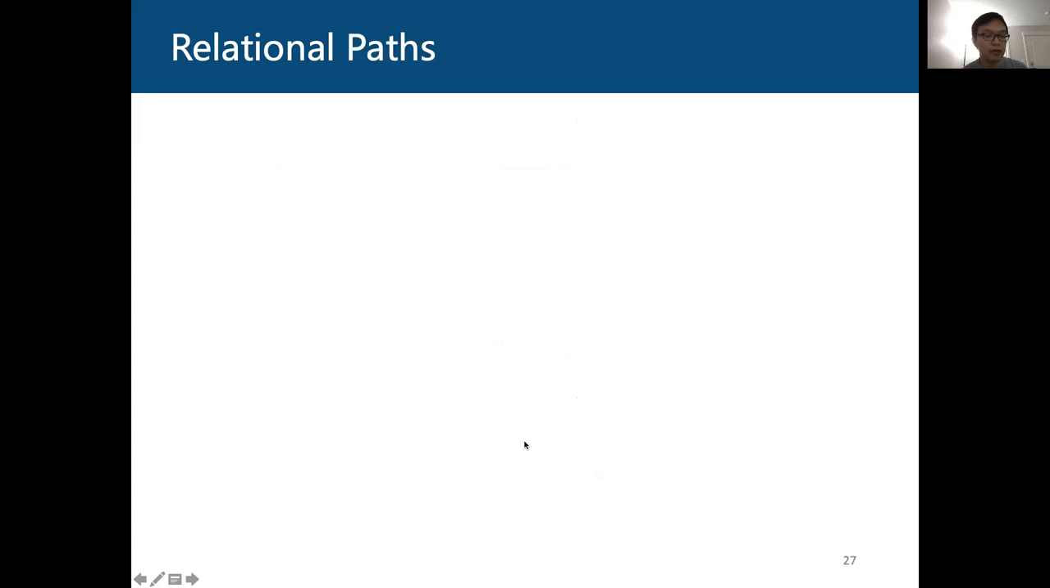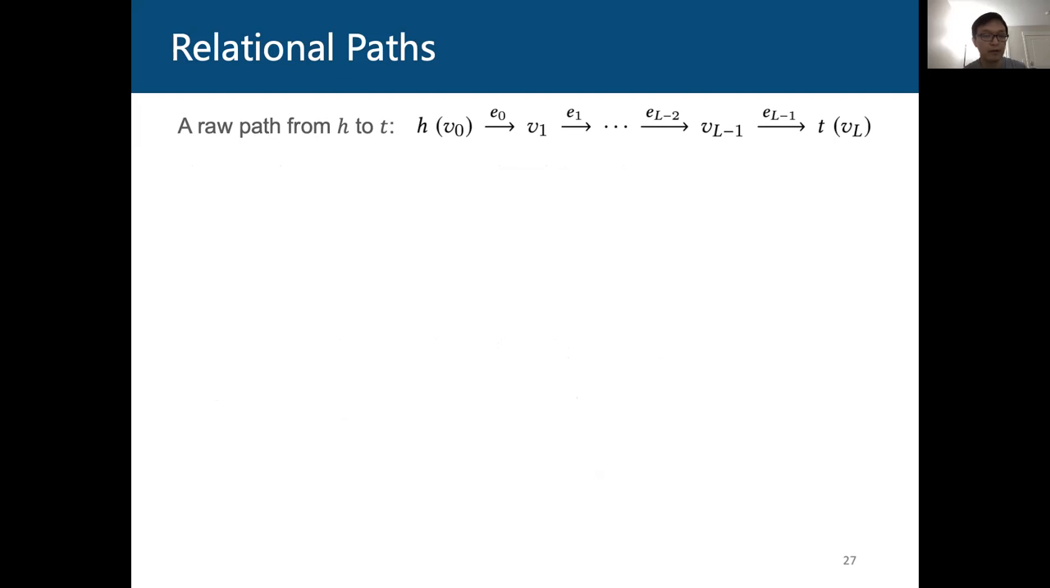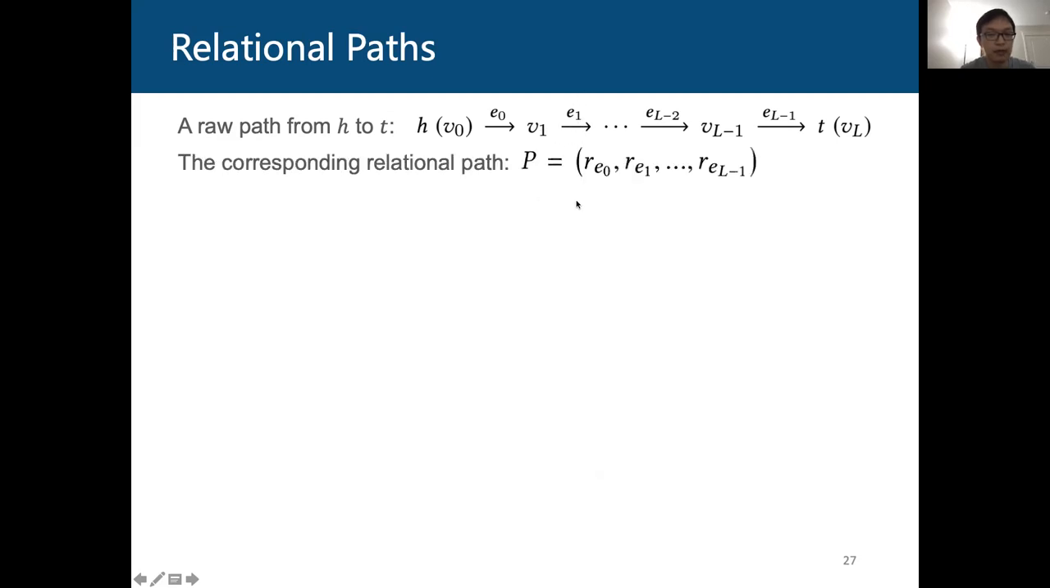And next we discuss relational paths. A raw path from h to t in a knowledge graph is a sequence of entities and edges in which two entities, v_i and v_{i+1}, are connected by the edge e_i. And the corresponding relational path P is the sequence of the relation types of all edges in this given raw path, where r_{e_i} is the relation type of edge e_i. So you can see that in this P, we only consider the relation types of all edges, and we omit all the nodes.